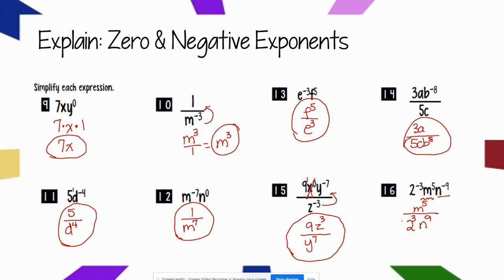Well, we can take 2 to the third and simplify that by doing 2 times 2 times 2, which is 8. So we can keep m to the fifth and then change 2 to the third to 8, and then n to the ninth would stay n to the ninth.